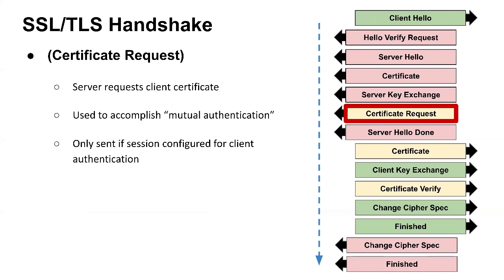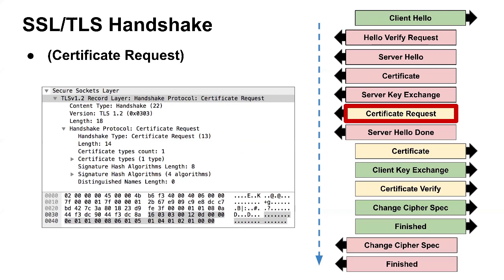There's a certificate request message. This can be sent by the server if we want to do mutual authentication, or if the server wants to authenticate the client. It's essentially requesting that the client then send its certificate back to the server. This is what that looks like in Wireshark.